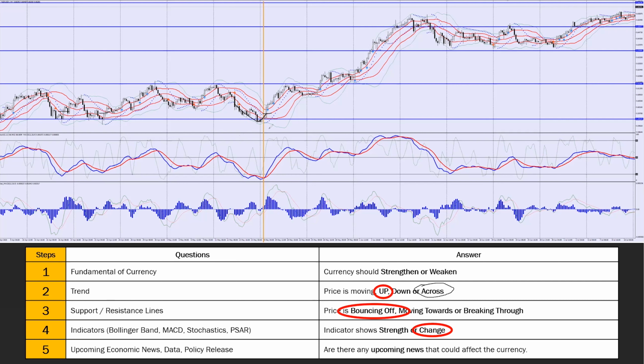It's hit support and it's bouncing off support. So it's going up. Indicators show a change. Indicators show strength. Upward move, enter there, stop loss below, take profit level near resistance. You would see this is a very good trade. And I like this trade in particular, because this is where you've seen it happen for the third time already.